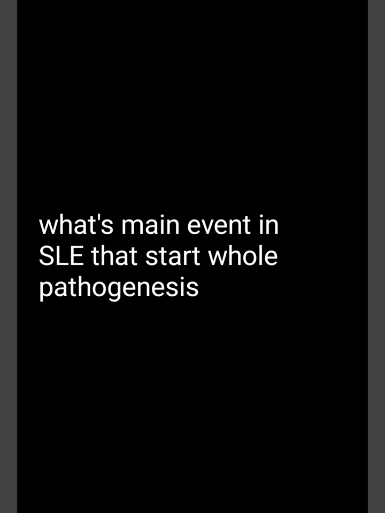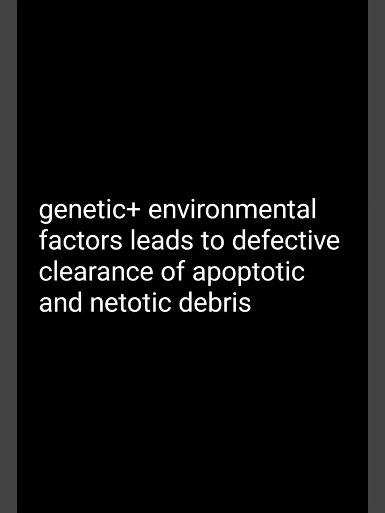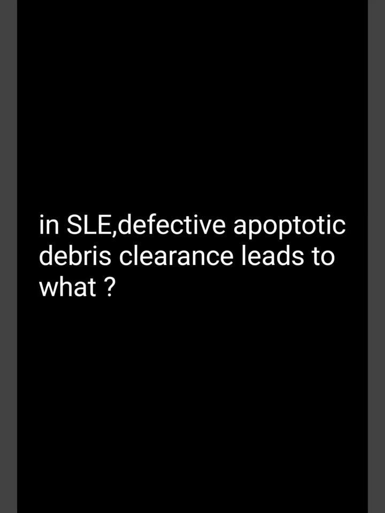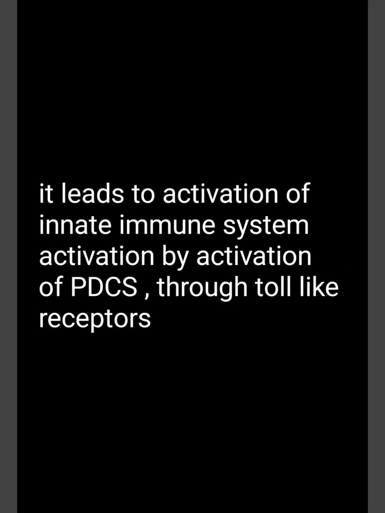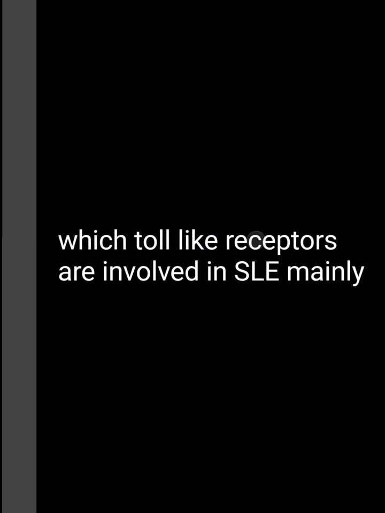What's the main event in SLE that starts the whole pathogenesis? Genetic plus environmental factors lead to defective clearance of apoptotic and NETotic debris. In SLE, defective apoptotic debris clearance leads to what? It leads to activation of the innate immune system by activation of PDCs through toll-like receptors.